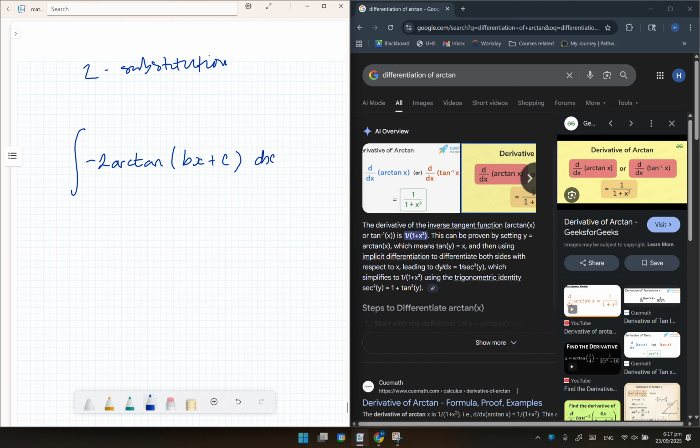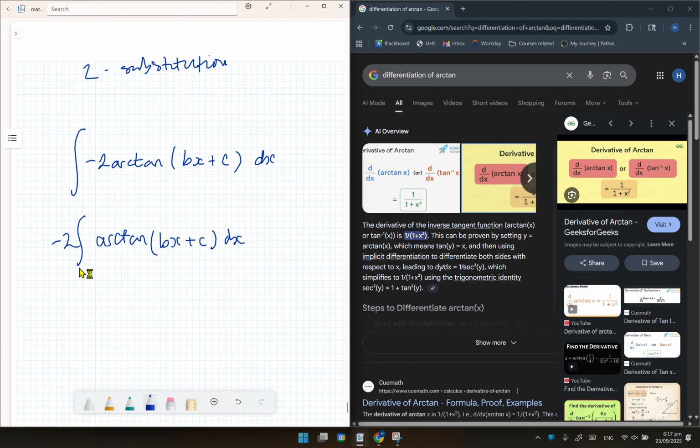Okay, so we have this equation here where we have the integration of -2 arctan(bx + c) dx. It doesn't matter what these are. We're going to find the general form of this indefinite integral, and whatever it is, we can sub in later. But we're trying to solve this. So first steps first, we're going to take -2 out, and we have arctan(bx + c) dx.